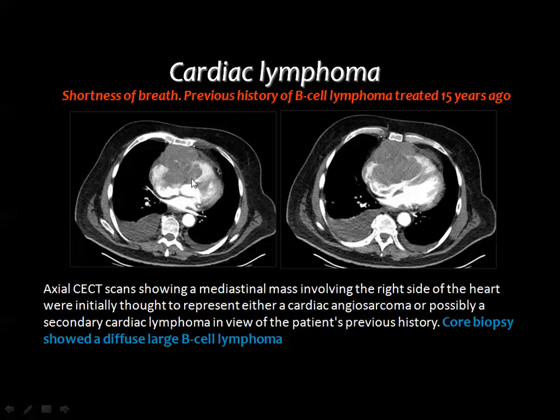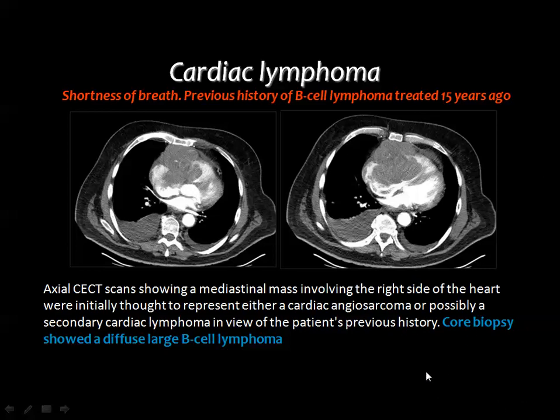This patient is known to have B-cell lymphoma treated 15 years ago. Then you should consider this history for the diagnosis of lymphoma. But if you don't know anything about the history, it was initially thought for this patient to be a cardiac angiosarcoma, but the possibility of lymphoma was diagnosed by core biopsy.